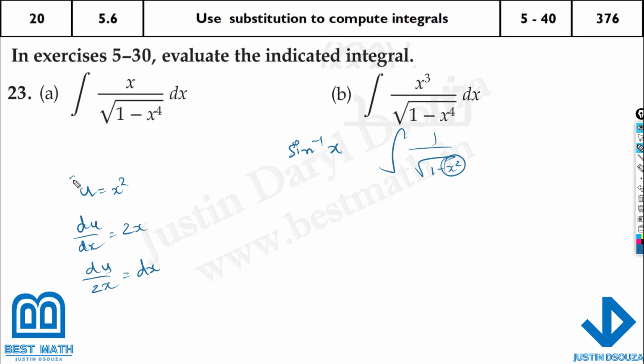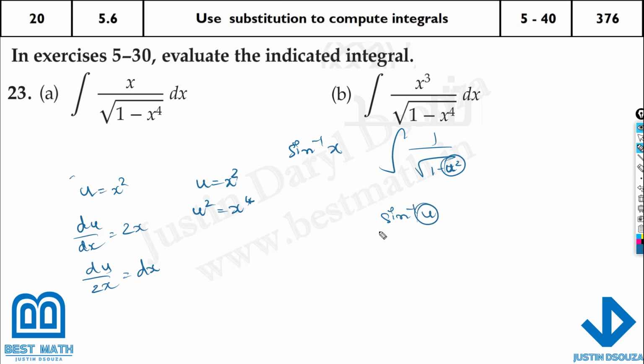So all you do is square this. You have assumed u is equal to x squared, right? Square this on both the sides. So it will be u power 2 is equal to x power 4. So instead of x power 4, I can write u raised to power 2. And then here, instead of x, we have u, and absolutely integration of this will be sine inverse u.